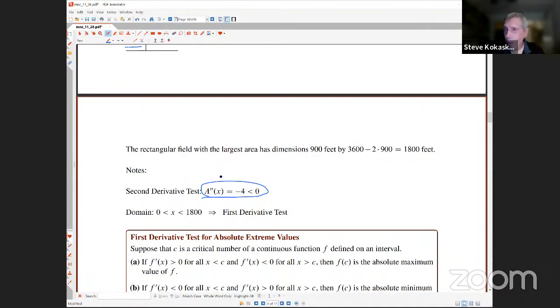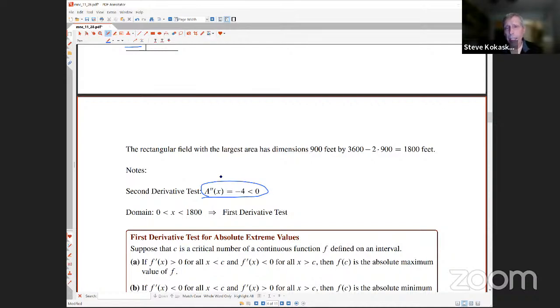Now, I think Tom helped me on this one, but I've seen a couple of versions of the second derivative test, or maybe the second derivative test and a corollary. If we have a critical value, and we know that the second derivative is negative here, that means that we have a local maximum.